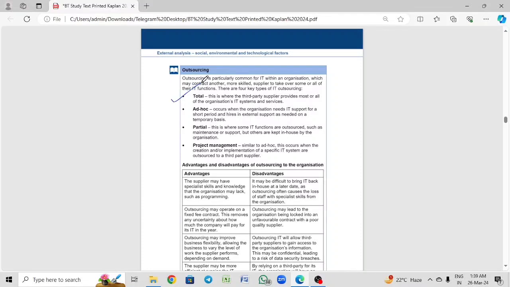What is total outsourcing? In the earlier chapter we discussed virtual organizations, okay, which used to get all the work from a third party, okay. They used to just work as contractors, okay. So total outsourcing, all the work is outsourced, okay. Then next is the ad hoc, okay. When the need arises we outsource the work, okay.